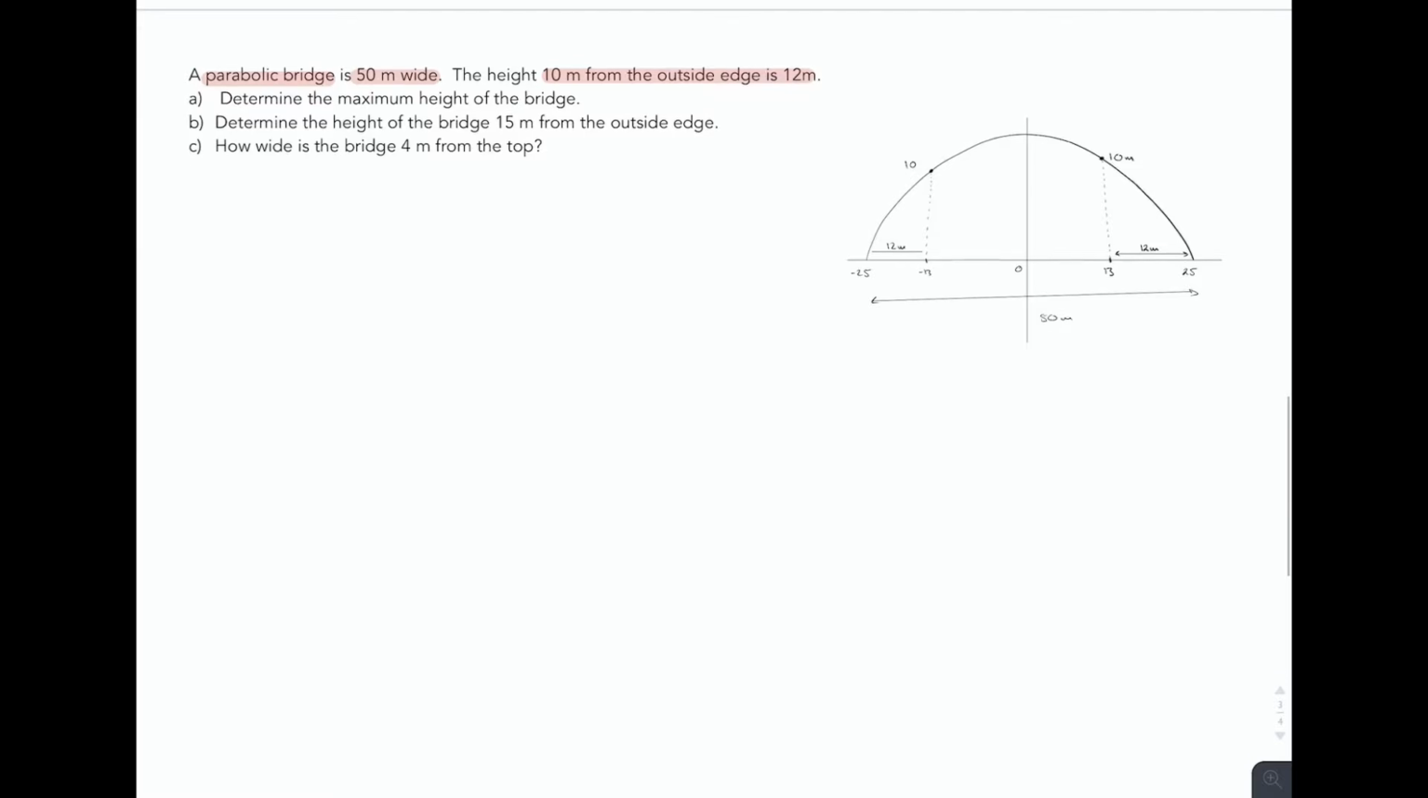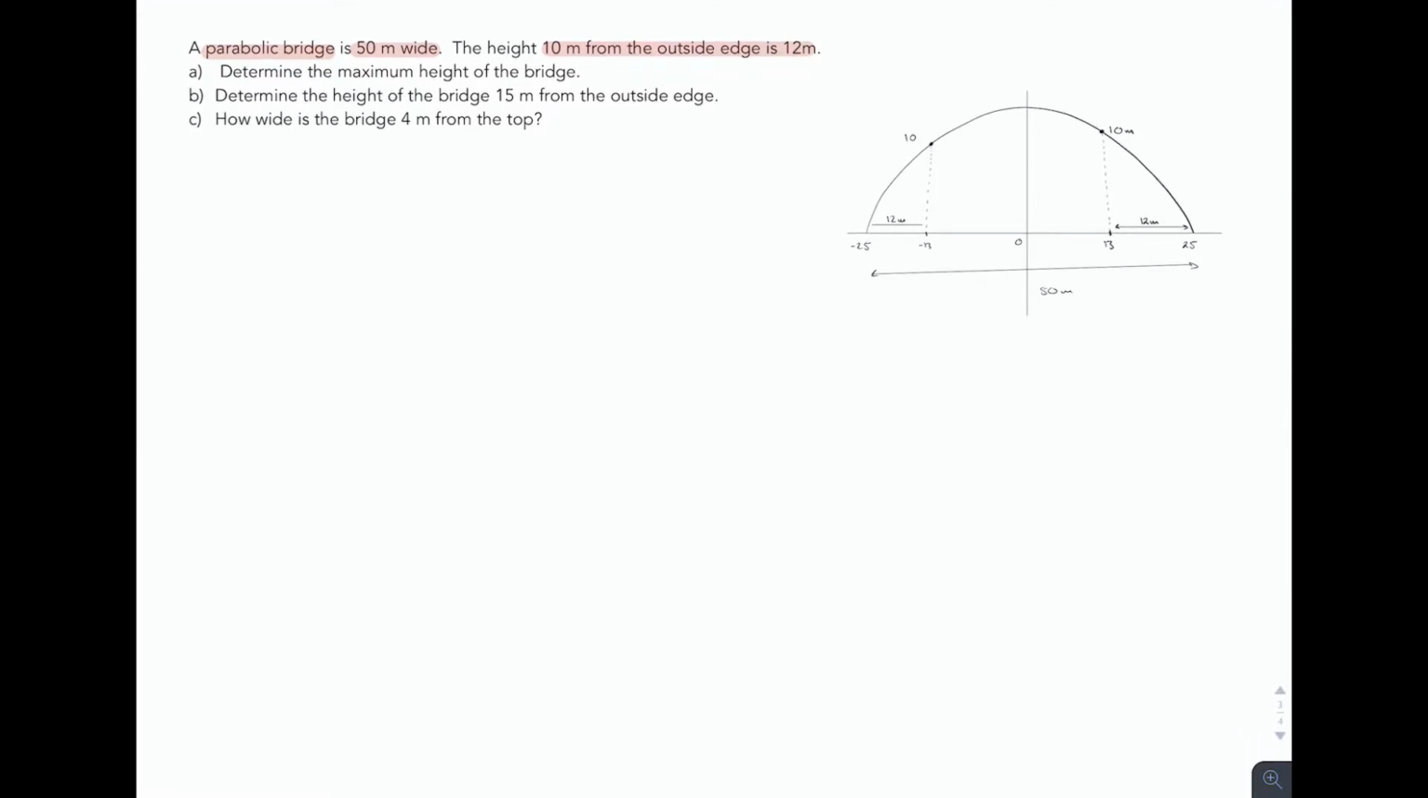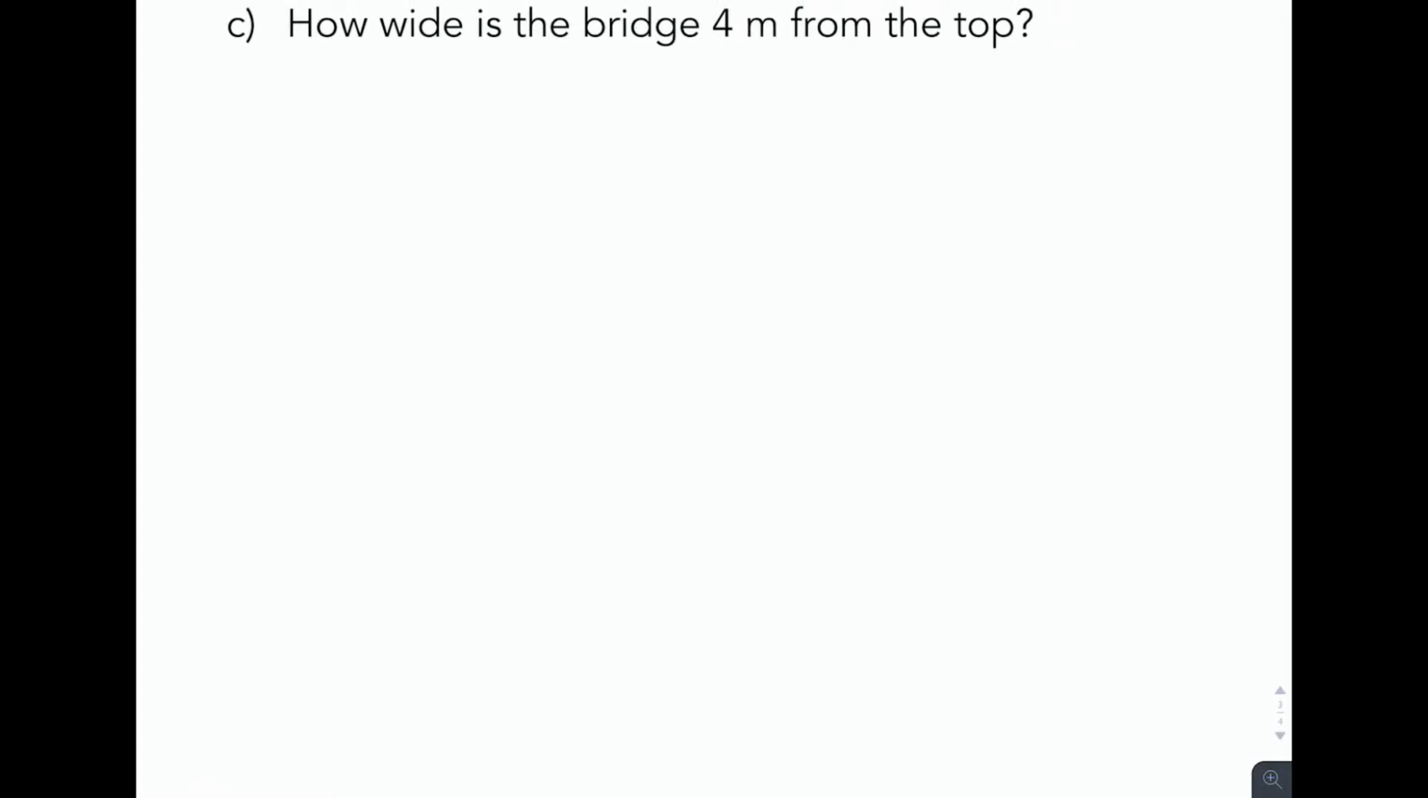What do we want to do? So we want to find the maximum height of the bridge here in part A. The maximum height. In other words, we want to find the vertex. Now, to get that vertex, I'm going to need an equation. So that'll be my first item to accomplish, is to find an equation. So this will be part A. I'm going to find an equation that models the bridge.